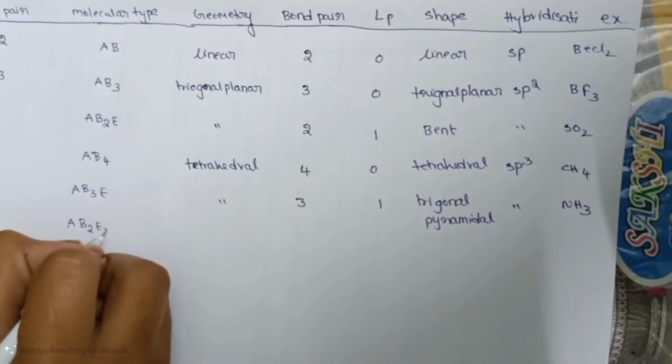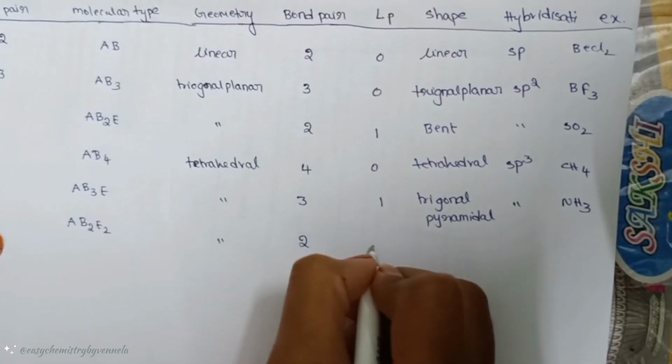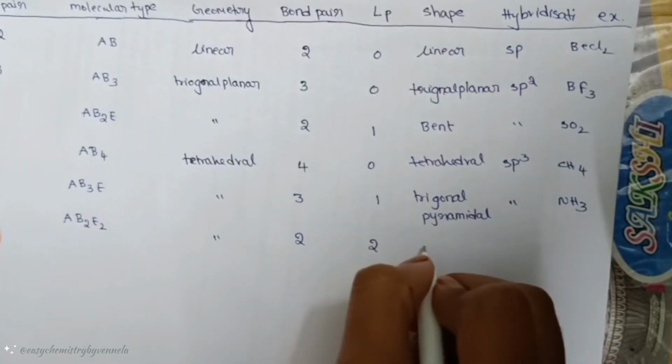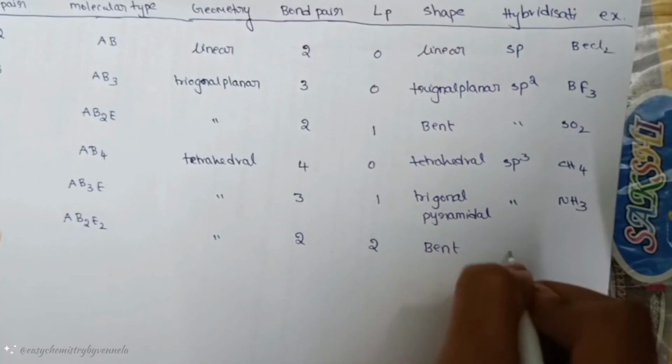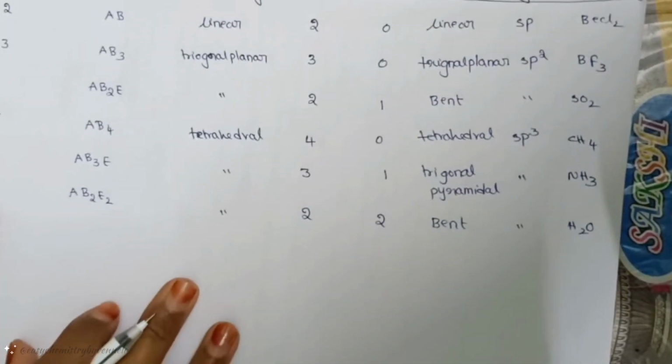Next, AB2E2 type, tetrahedral. Number of bond pairs and lone pairs same. Shape bent shape. Same hybridization. Example for this water.